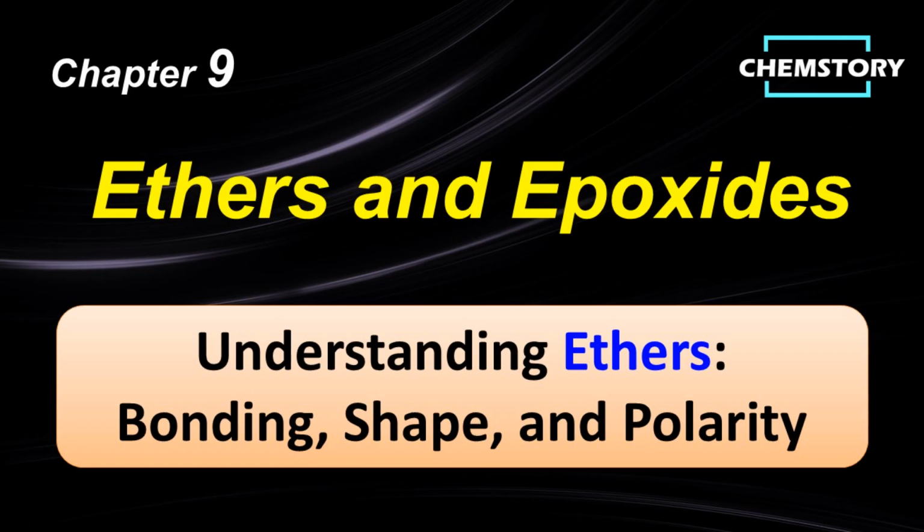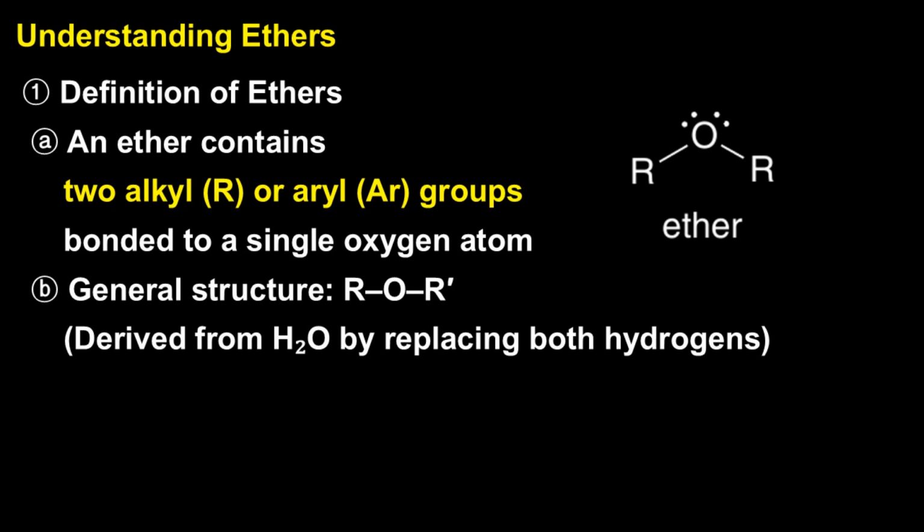Alright, let's jump in. Let's start with the basics. What exactly is an ether? An ether is an organic molecule where an oxygen atom is bonded to two carbon groups. These carbon groups can be alkyl, like methyl or ethyl, or aryl, like a phenyl ring. The general structure looks like this: ROR', where R and R' are the two organic parts.